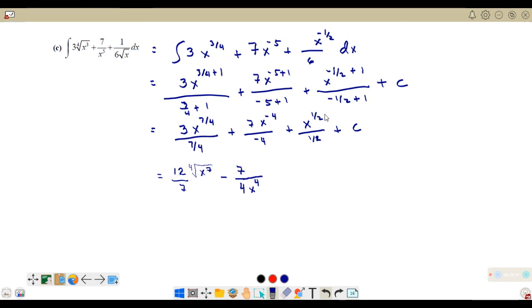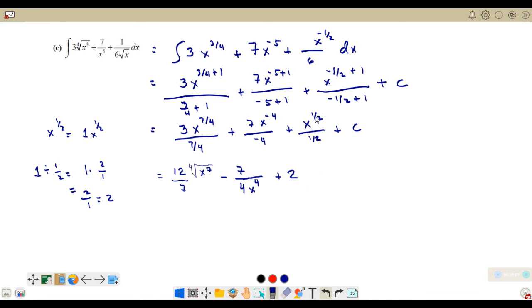Finally, we have x raised to the power of 1 half. Kaso meron pa tayong divided by 1 half dito. X raised to the power of 1 half is actually 1 x raised to the power of 1 half. So, meron kang 1 dito. So, this is 1 divided by 1 half, which is equal to 1 times 2 over 1. Rules of fraction po tayo. 1 times 2 is 2 divided by 1, which is equal to 2. So, dito sa dulo mo, 2 na lang yan.